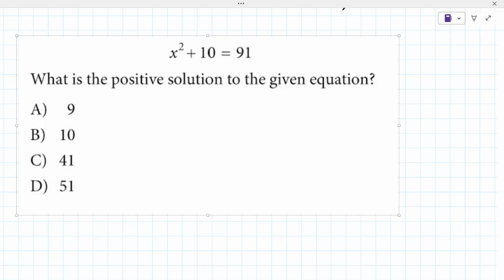The positive solution. Let's see. Wait, is the SAT timed? Yes. How much time do you have? You want to be able to solve a question like this in under a minute. I already started timing you. You're at 30 seconds. Okay, I'll do it quicker than that.